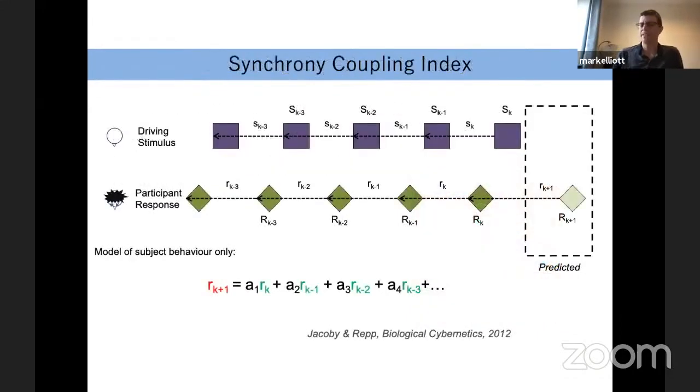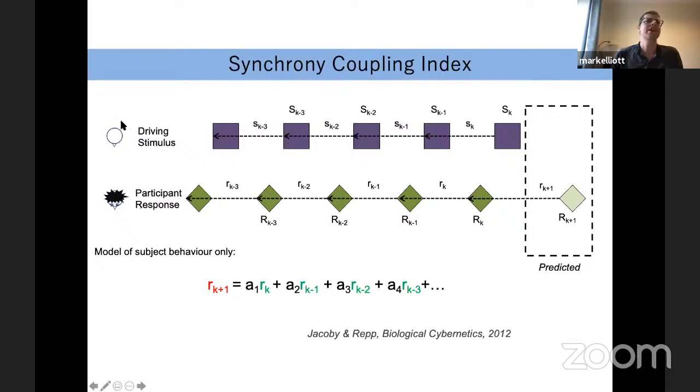So just to give a bit of an idea of how that worked with a synchrony coupling index. Hopefully you can see my mouse on the left here. We've got the participant response. Again, similar to what Alan's talked about, we're looking at an event-based approach where we've got timing events. So for the participant response, capital R, and then we've got timing intervals between them, which are small r.